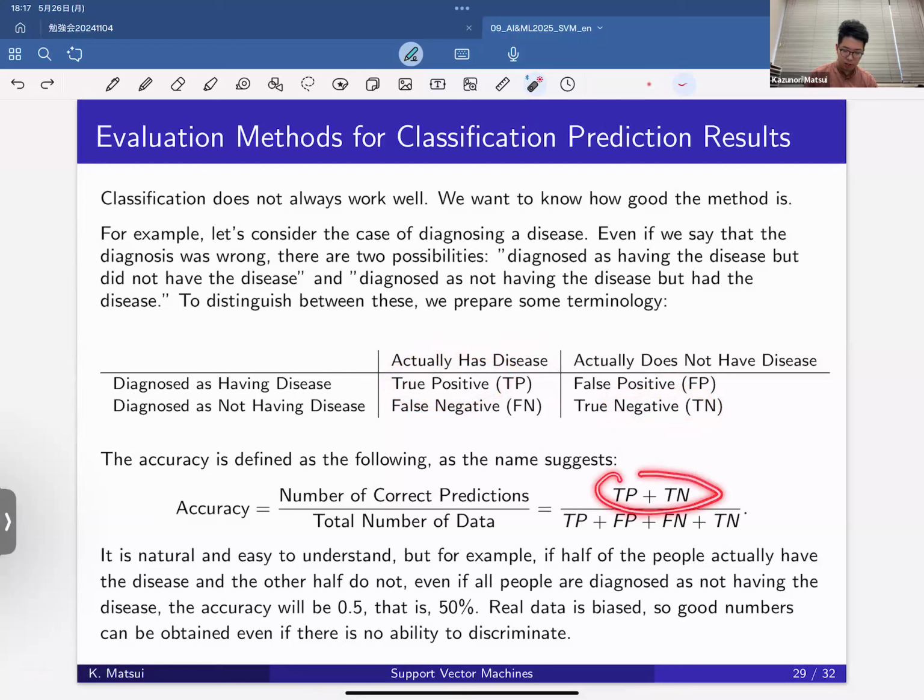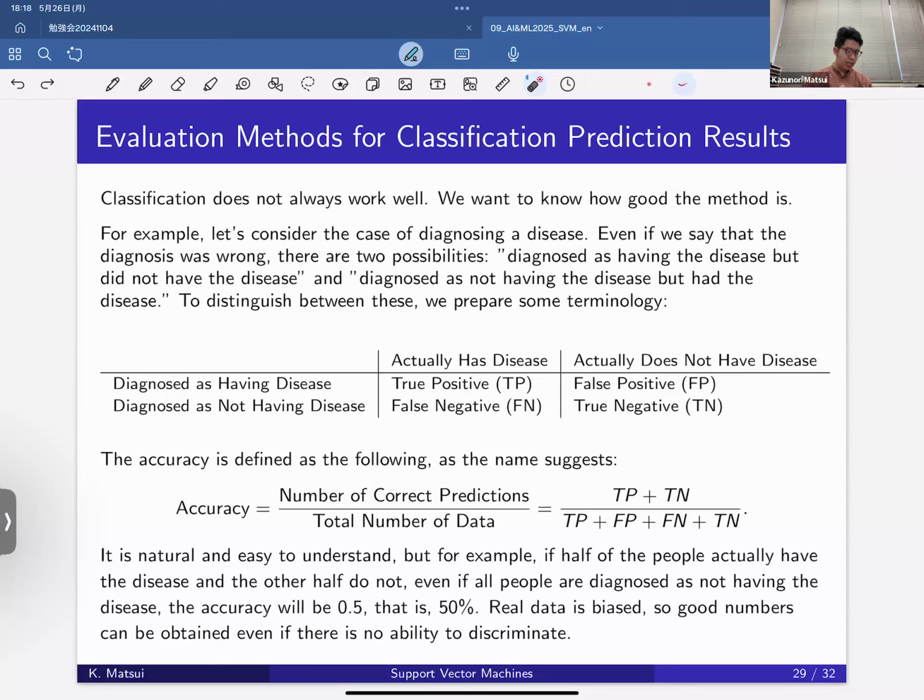This is accuracy. This is commonly used, generally well used, and natural. So it is easy to understand. But for example, when half of the people actually have the disease and the other half do not, even if we diagnose all people as not having the disease, when we calculate this, it becomes 0.5, which means 50% accuracy.